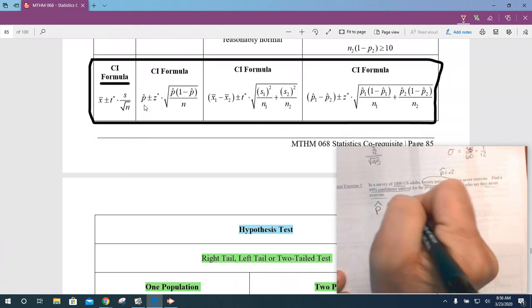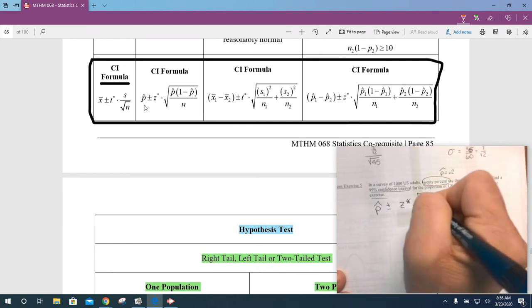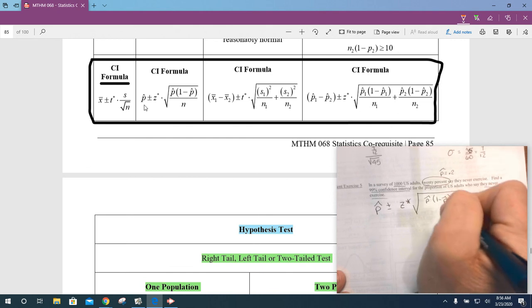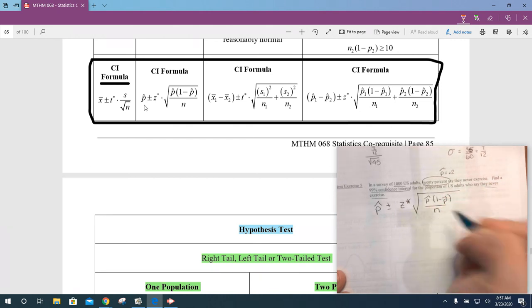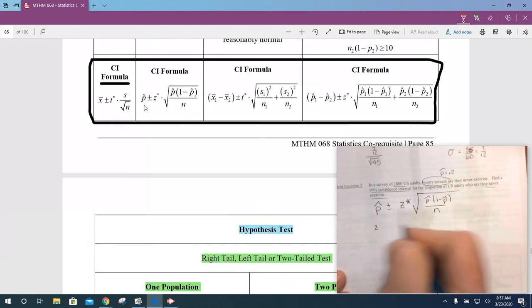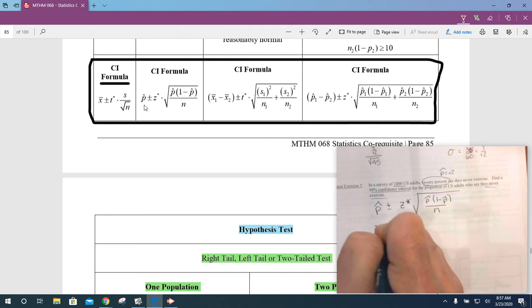plus or minus your z star. Remember, we know how to get that right there. Times the root of p hat times 1 minus p hat. And that's going to all be divided by n. Okay, so our p hat value is either this value or, remember, it was 20%. Well, 20% of 1,000 is 200 over 1,000. But remember, if you start slashing out zeros, you got 2 over 10, you got 0.2. So using this is kind of cumbersome. Probably want to use 0.2, right?